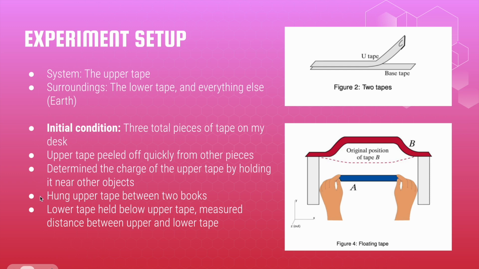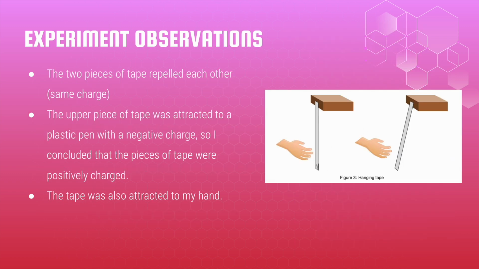I hung the upper tape between 2 books, and the lower tape was below the upper tape, and I measured the distance between the upper and lower tape as they repelled each other, as seen in this image right here. While completing the experiment, I noticed that the 2 pieces of tape repelled each other, which means that they have the same charge. The upper piece of tape was attracted to a plastic pen with a negative charge, so I concluded that both pieces of tape were positively charged, and the tape was also attracted to my hand.